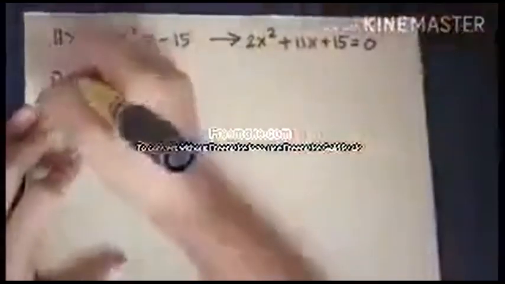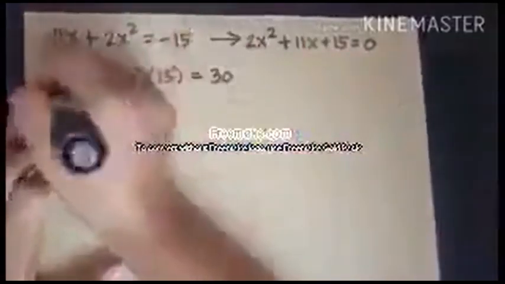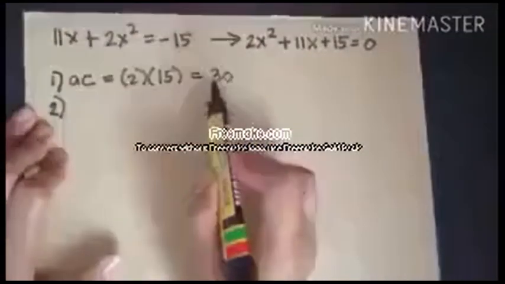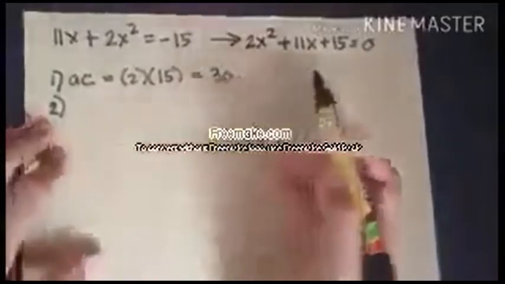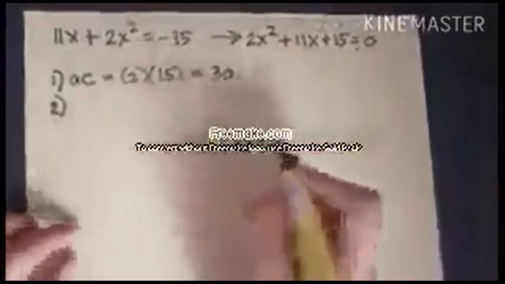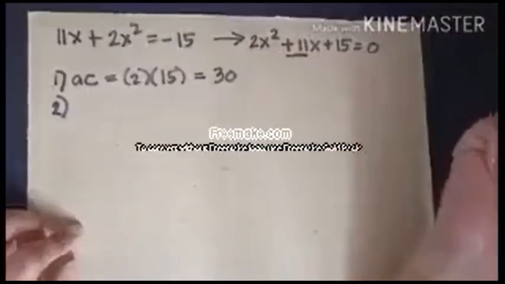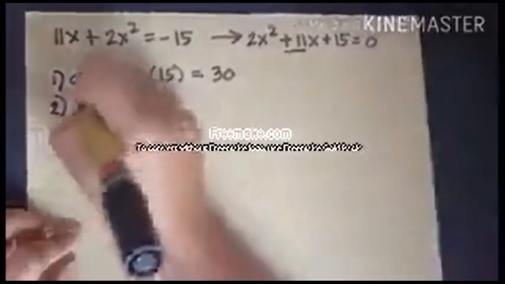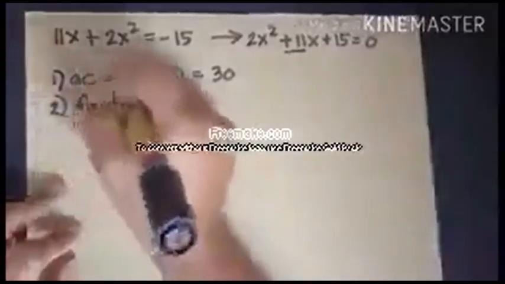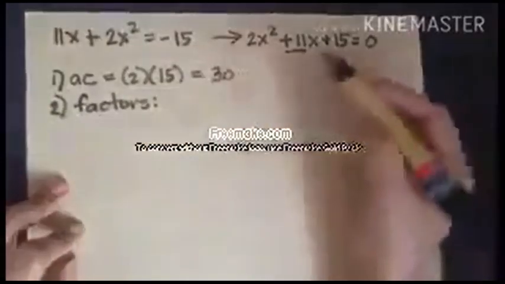Okay? So, our A is 2, while our C is 15. Okay? So, the product of A and C is 30. Step 2. What are the factors of 30 that if we are going to add together would give us 11, which is the value of B? We have the factors that would give us a sum of 11.